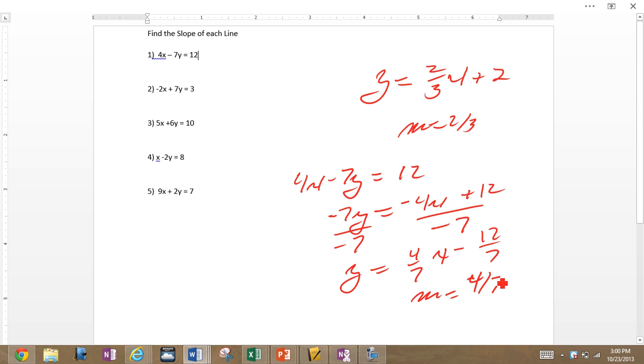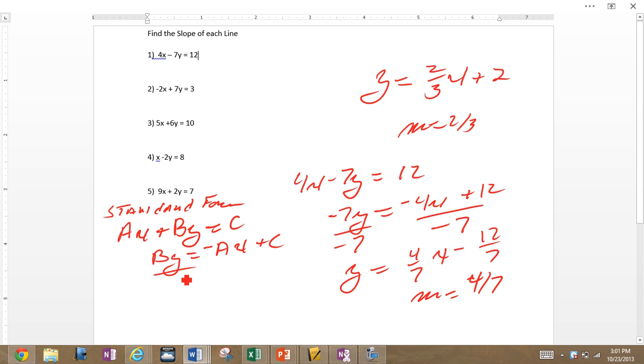Now, we don't need to convert the form every time. When we're dealing with standard form, we're dealing with something that looks like ax plus by equals c. If we solve this for y, we get by is equal to negative ax plus c, and then if we divide by b, we get y is equal to negative a over b x plus c over b. And there's our slope right there. Slope is equal to the opposite of a over b.